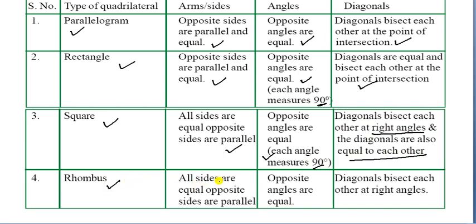Let us start with the rhombus. All sides are equal, opposite sides are parallel, looking like a parallelogram. Opposite angles are equal and the diagonals bisect each other at right angles. It is the necessary condition. So the diagonals intersect each other at a right angle.